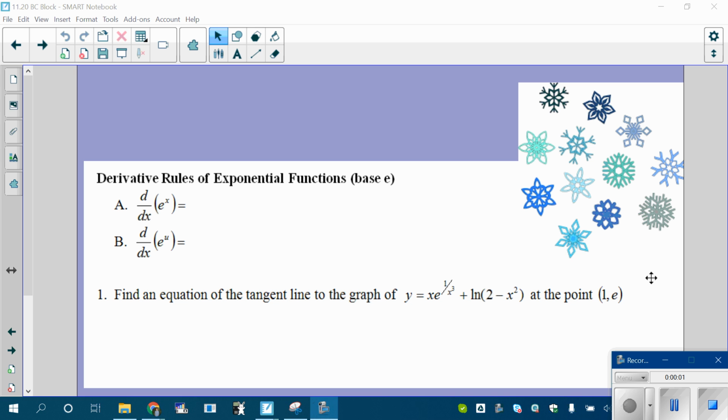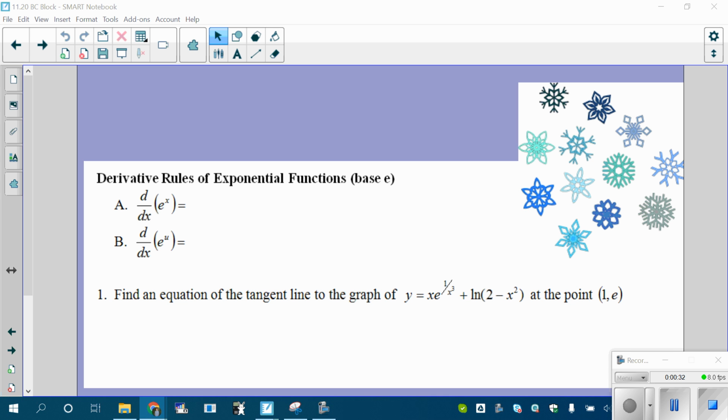Hey guys, Mr. Cubby here, and what we're going to talk about in this video is derivatives and integrals of e to the x or e to the u, where u is a function of x, and also derivatives of exponentials where the base is something other than e, and integrals of functions where the base is something other than e.